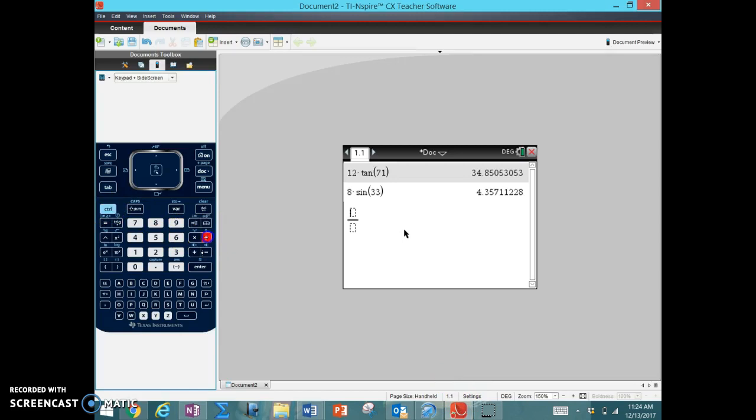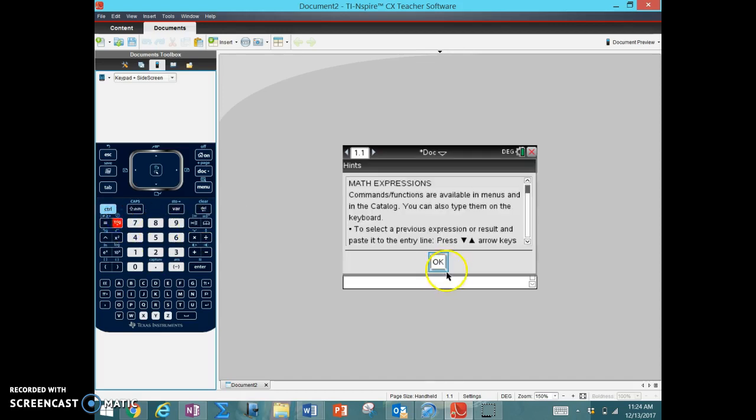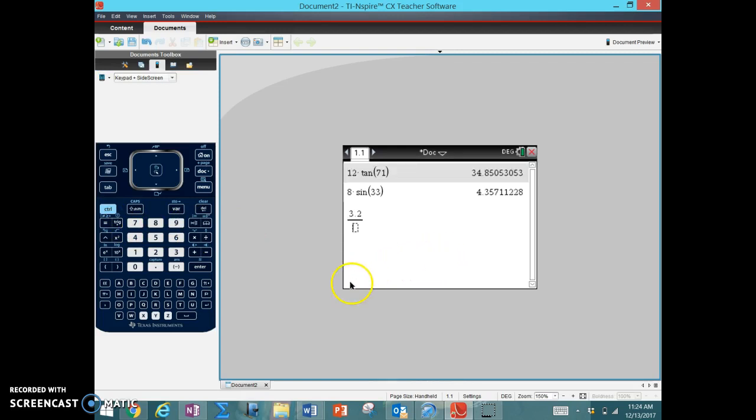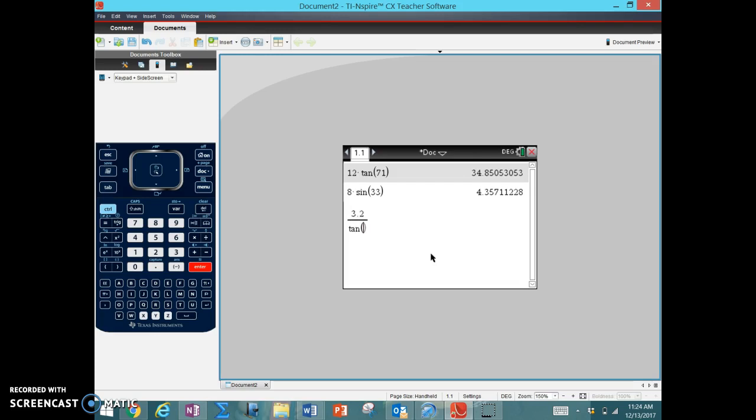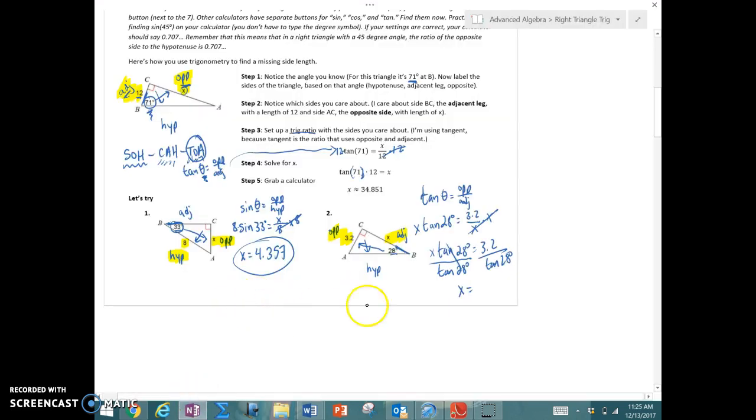So I get x equals, I go to my calculator. This is one of those cases I like to use my fun fraction button, control divide. And again, I had 3.2 divided by, go to my trig button, go to tangent, and it was 28. Because my calculator's in degrees, I get a side length of 18, sorry, 18.081.